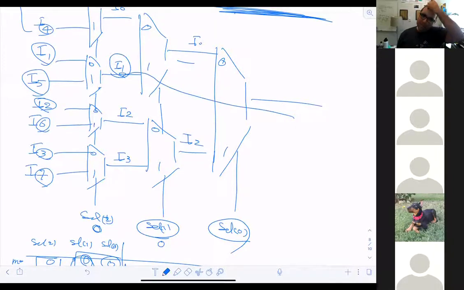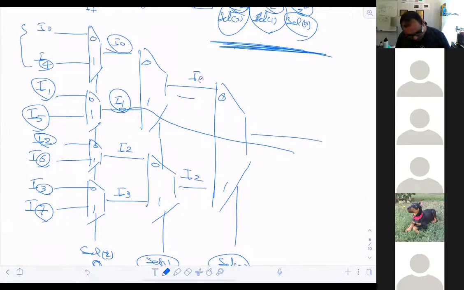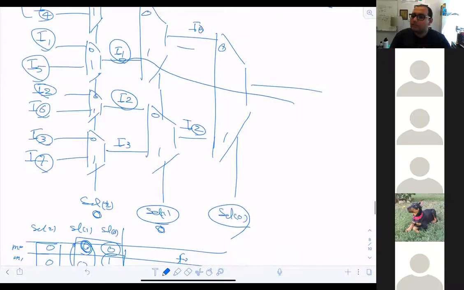Wouldn't the selector be 1, so it would be I2? Oh, selector is 0. Look, 0. So it's going to be I0, and here we're going to be I2. Yes, you're right. So it's going to be I2. Okay, cool. Thank you. Yes. So it should be I2. Yes. And you move forward. Okay. Any question?